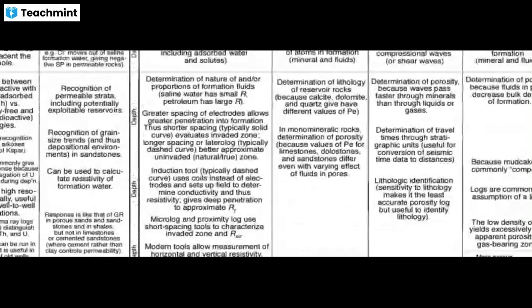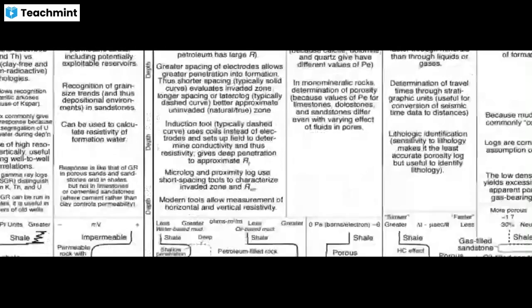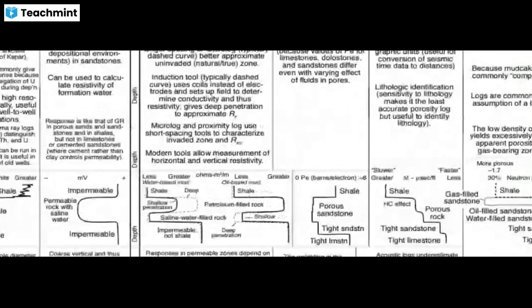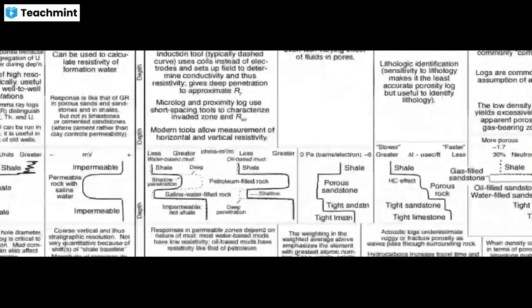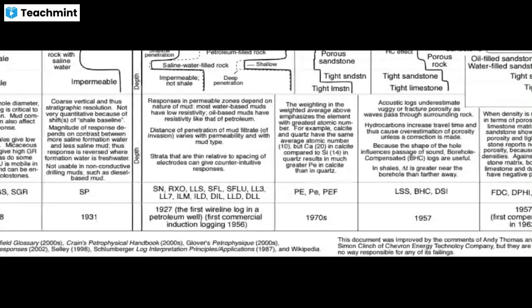So you can see the resistive measurements, that is determination of the nature of the formation fluids. Formation fluids are useful when you determine the resistivity properties. So you can see here the logs, and they are noted by SN, RXO, LLS, FL, FLX, LL3. So these are the notations shown here.